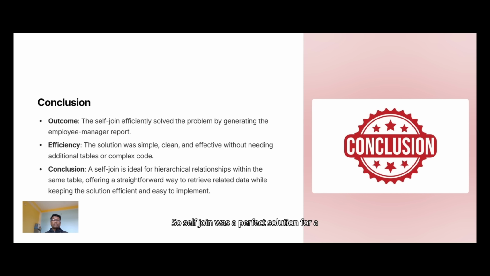So self-join was a perfect solution for this problem because the employee-manager relationship was contained in the same table. And by joining the table with itself, I could retrieve the necessary data without adding any complexity to the database. It was a clean and effective way to solve a common problem in relational databases. I hope you had a good time learning more about use cases of joins. It was not very straightforward, but for data which is hierarchical, we can make use of self joins.